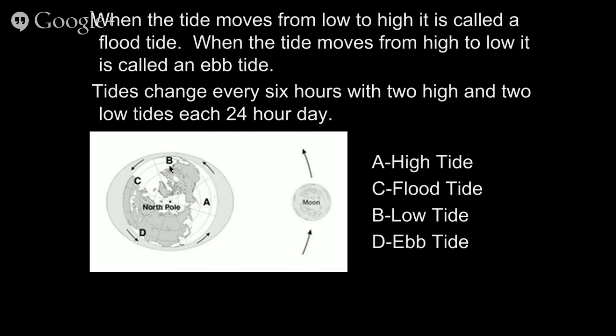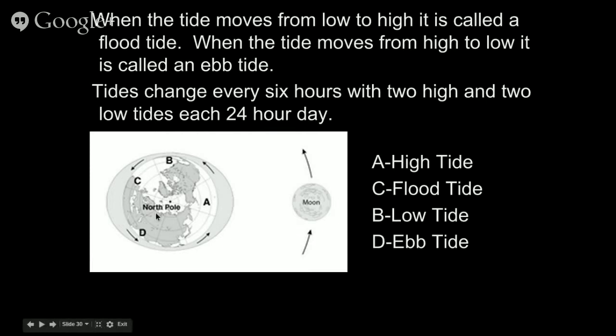Now, as we said before, when the tide moves from low to high, it's called the flood tide. So point C is moving from low to high. It's called the flood tide. Finally, D is moving from a high tide to a low tide. We call that an ebb tide.